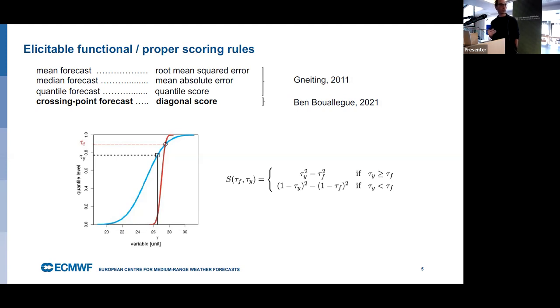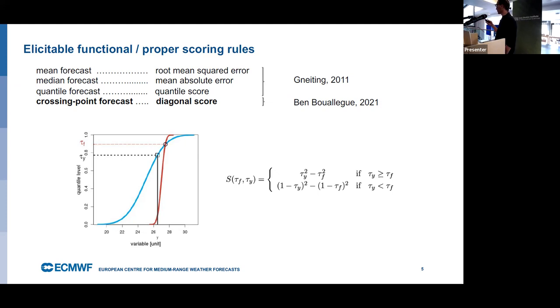You might not have heard about the diagonal score. In a nutshell, a diagonal score is a weighted CRPS. There are two kinds of weighted CRPS: a threshold-weighted CRPS and a quantile-weighted CRPS. The diagonal score is at the same time a quantile- and threshold-weighted CRPS. This proper score, aka the diagonal score, is consistent with the crossing point forecast.